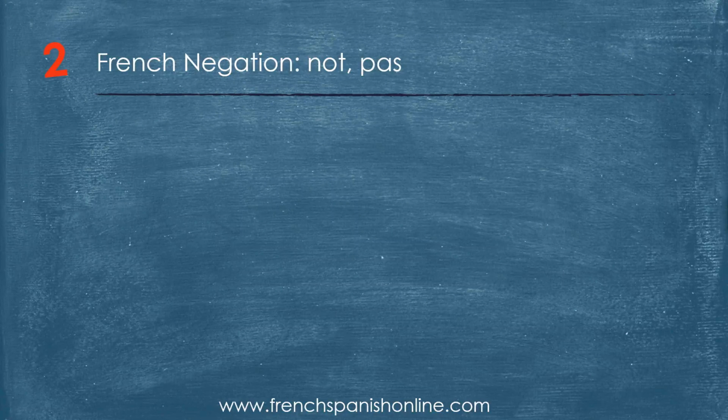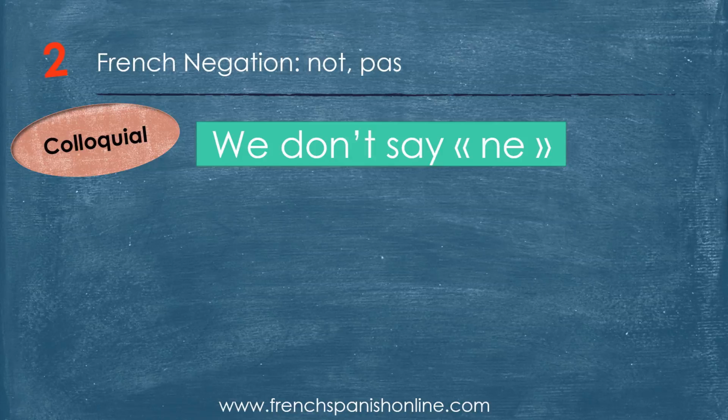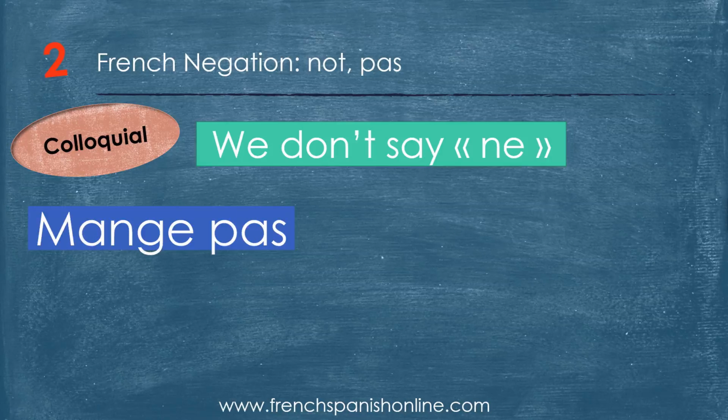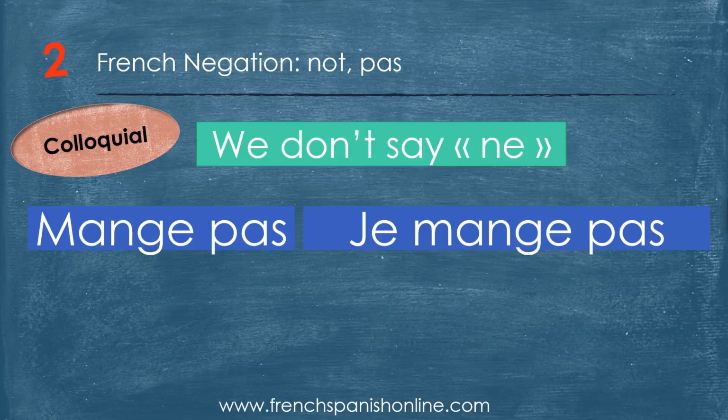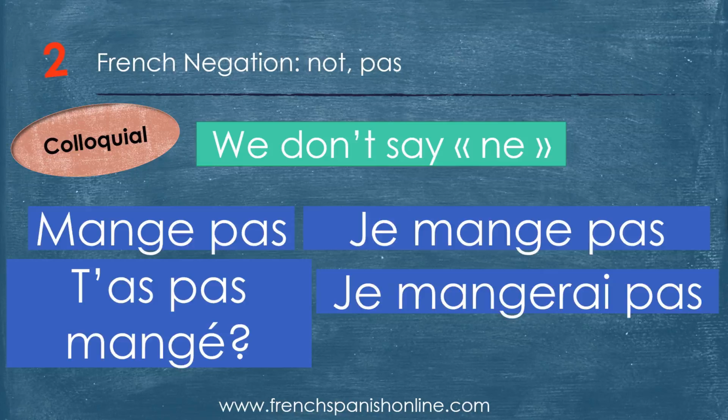So let's see now how we say the negative form in a colloquial way when we speak actually. When we speak, we don't say ne, we just say pas. So, instead of ne mange pas, you can say mange pas. Je mange pas instead of je ne mange pas, but just when we speak. T'as pas mangé instead of tu n'as pas mangé, or je mangerai pas for je ne mangerai pas. So as you can see, again, when we speak, we don't use the word ne.